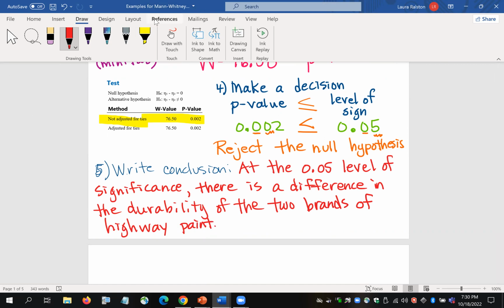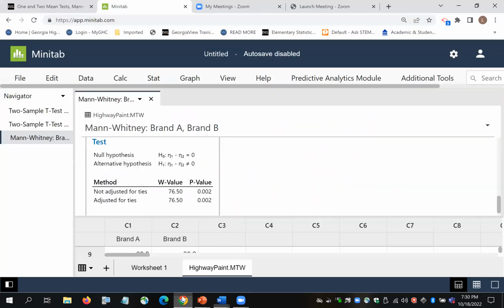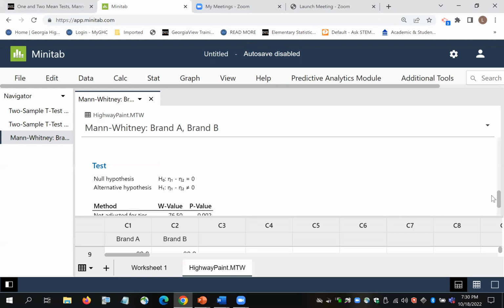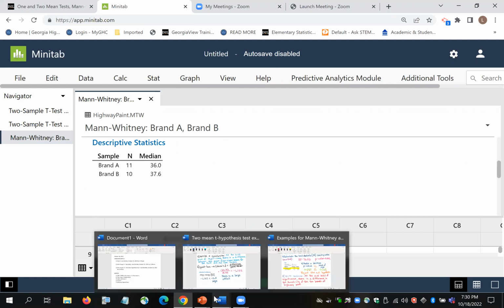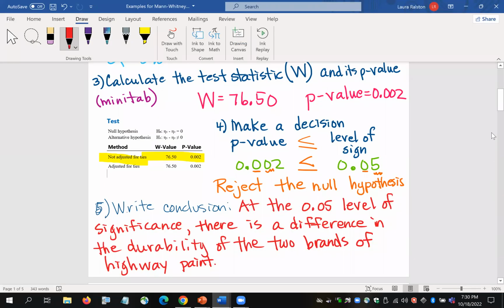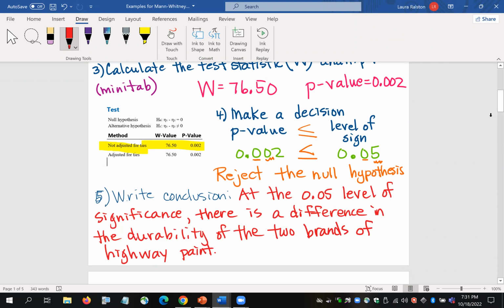Now, it doesn't really tell us necessarily which one is different. We could get a sense of that if we go back and we look at our statistics. It looks like the median for brand B is higher, which means brand B lasts longer than brand A. Okay, but we haven't necessarily proven that. We've just proven that there is that difference. Okay, so that's Mann-Whitney. Do you have questions?